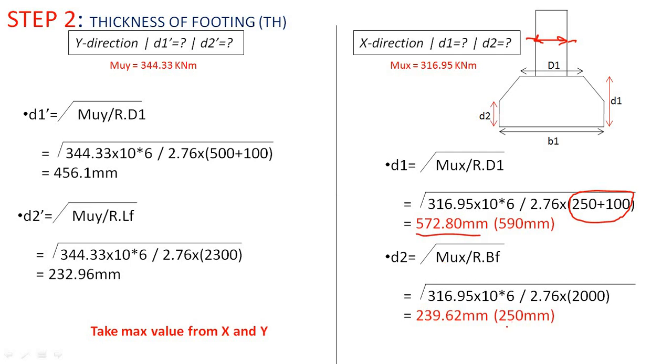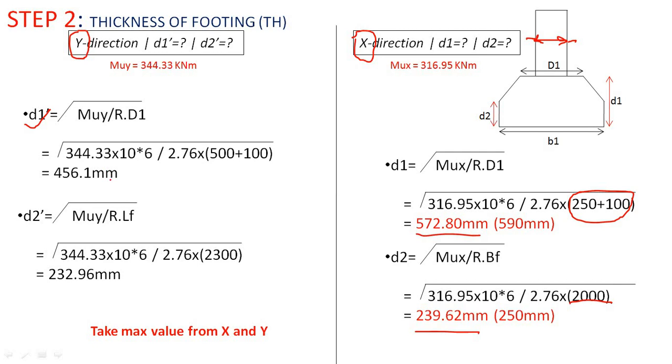So in this we will have Mu as 316.95 into 10 raised to 6 divided by r as 2.76 into the bf. So we have the value of bf as 2000 as per step number 1. So we have found the d2 as 239.62 mm. So we round off as 250 mm. Similarly, we have to find d1 and d2 as we have calculated in the x direction. Similarly, we will find in the y direction.